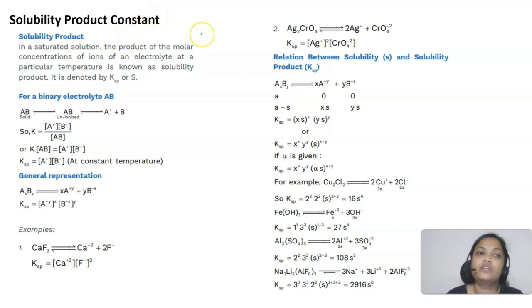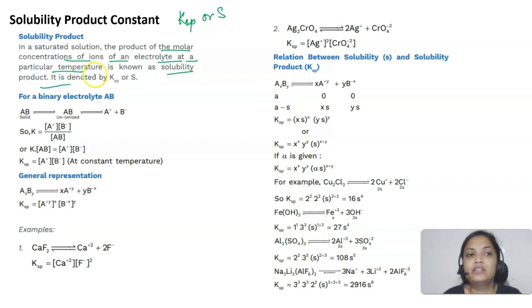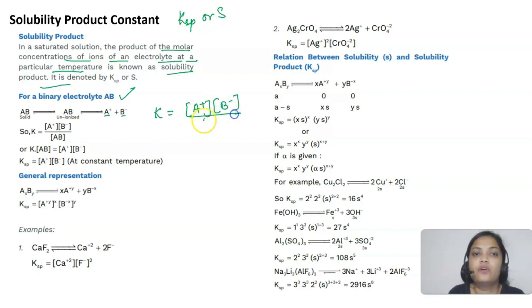Like you know कि solubility product means saturated solution में product of molar concentration of ions of an electrolyte at a particular temperature is called solubility product. So उसको हम KSP और S simply S से denote करते हैं. Let's say for an electrolyte AB, okay, so it will give you A plus and B minus. So the equilibrium constant would be A plus B minus upon AB. Okay, if I multiply this, so K into concentration of AB will be A plus and B minus.